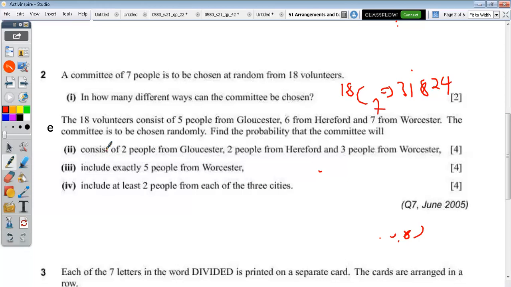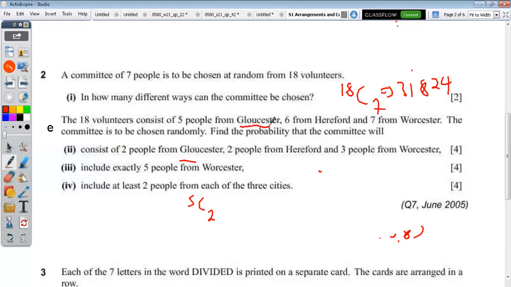Probability. So we're going to divide by this total number of combinations. But do you hear, what do you do for the first part? So 2 people from here, what do you do? 31,824 divided by... No, don't complicate. Remember, we're talking of combinations here. How many people are we choosing? From how many? Oh, 2 from 5. So it's 5 choose 2 from Gloucester.